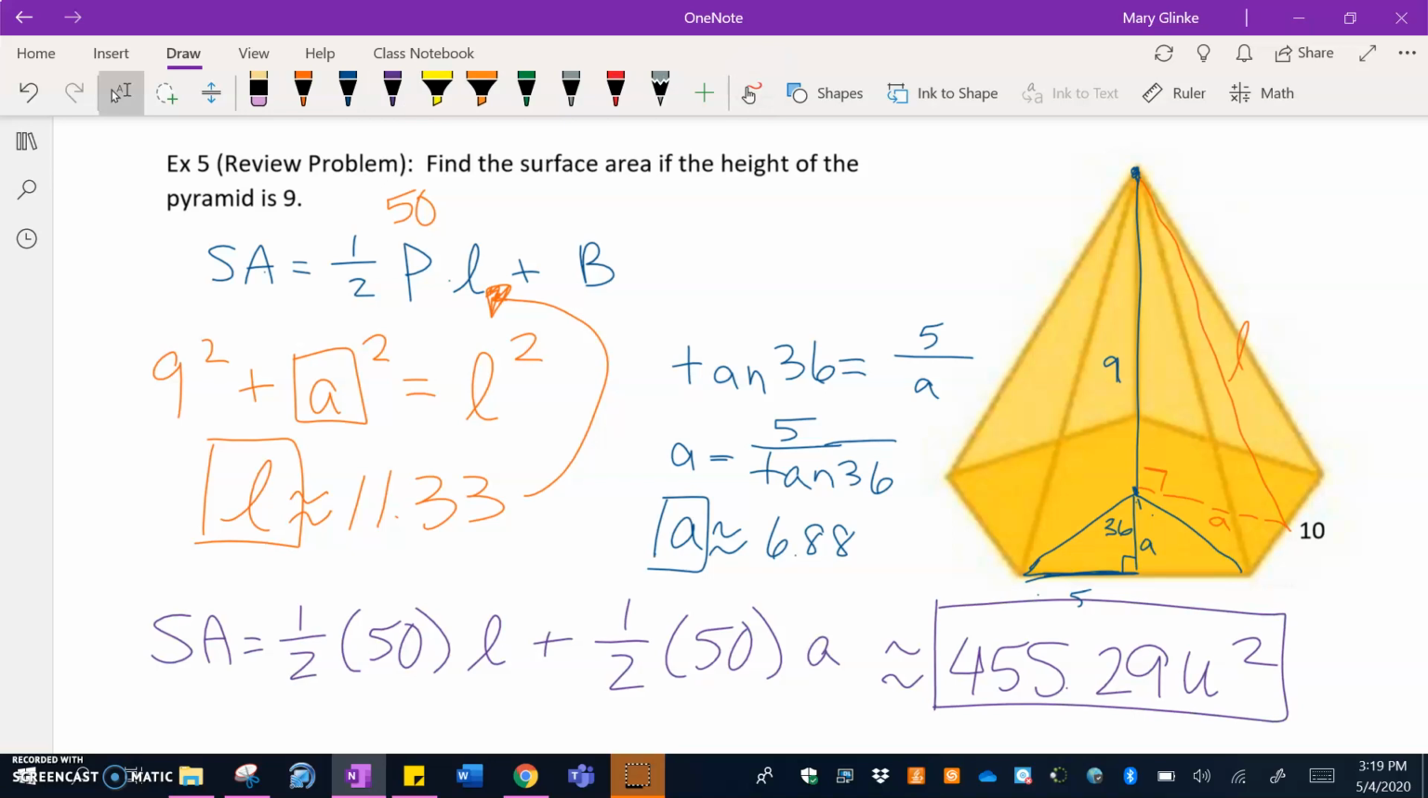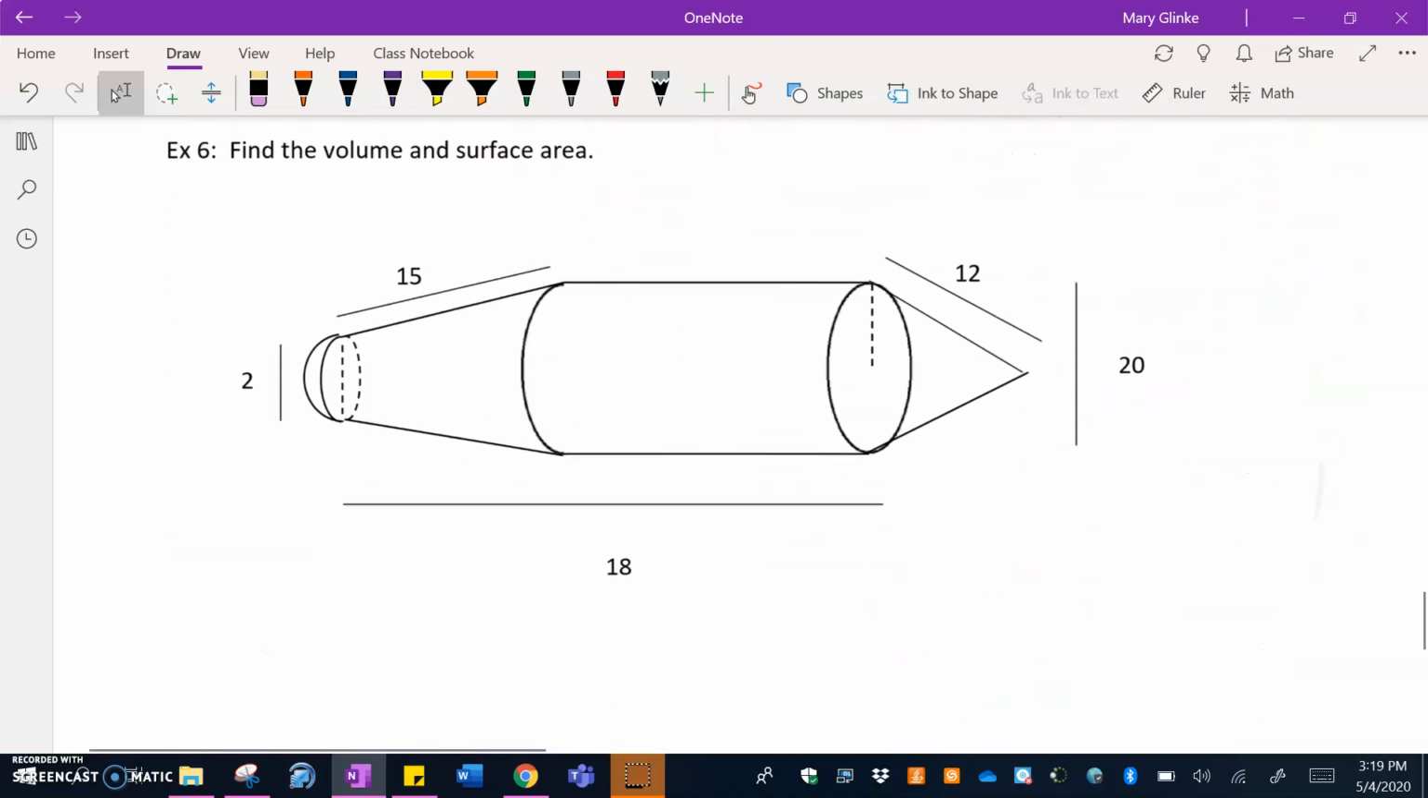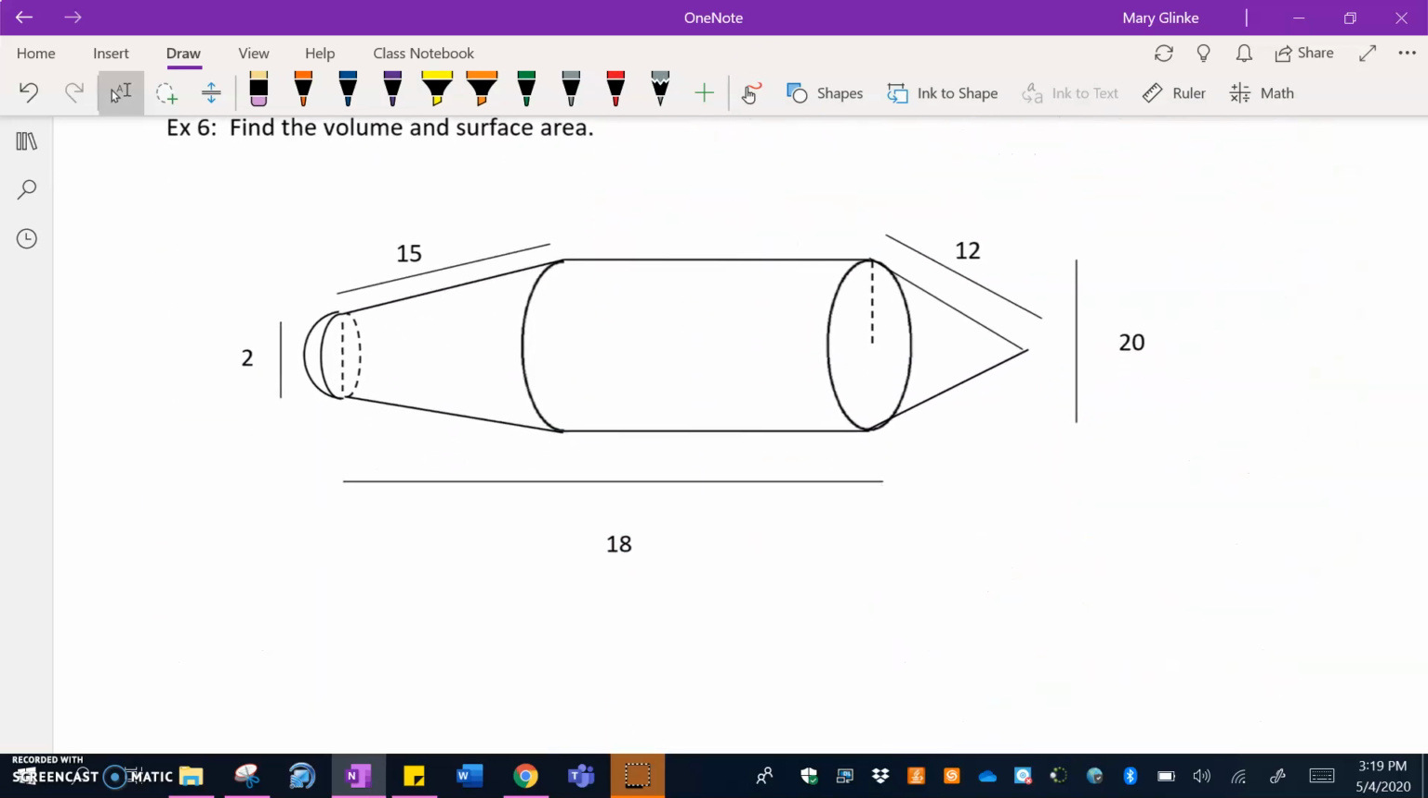Okay, so there is our review problem. Now we're going to dive in onto this one. We're going to find the volume and the surface area. So we're just going to go ahead and start with the volume.